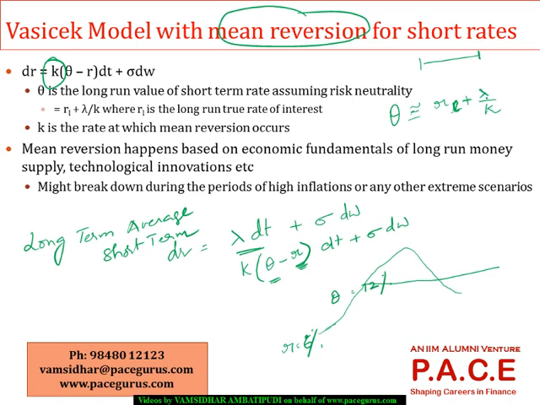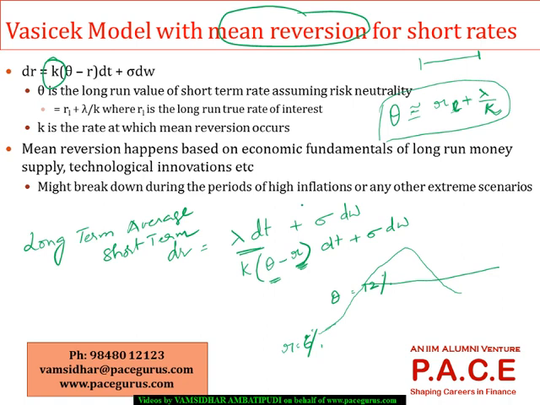Lambda is again the drift factor for me, and k is the rate at which it is getting reverted, the speed at which the current short term rate is approaching the long term average short term rate. So this is an appropriate formula which is driving the calculation of theta, and using this we can very well get into the modeling of the interest rates using the Vasicek model.